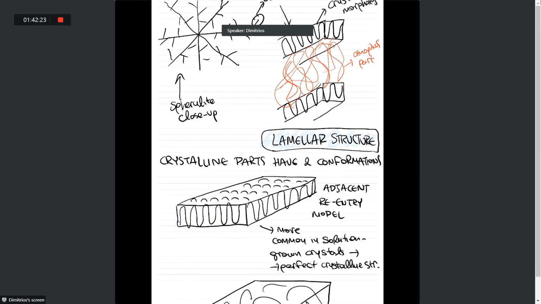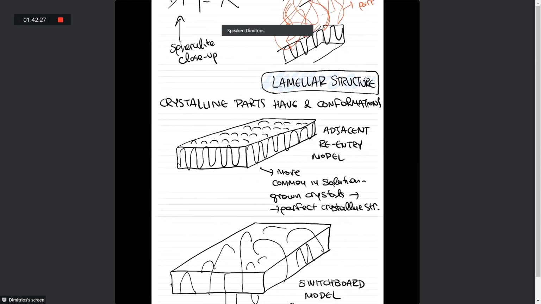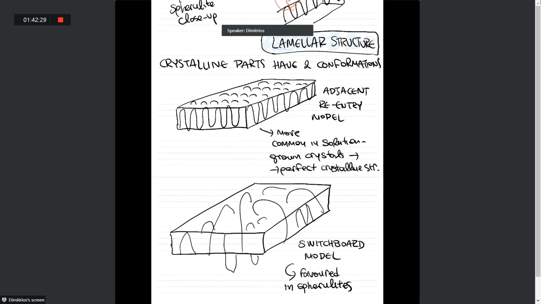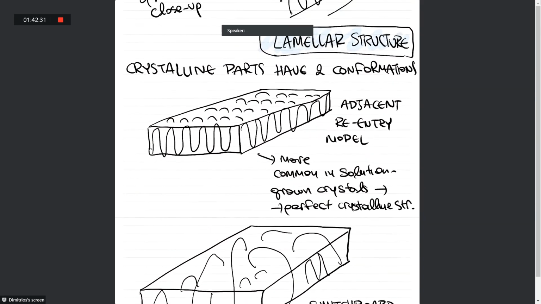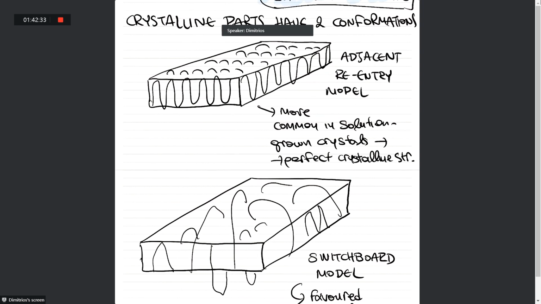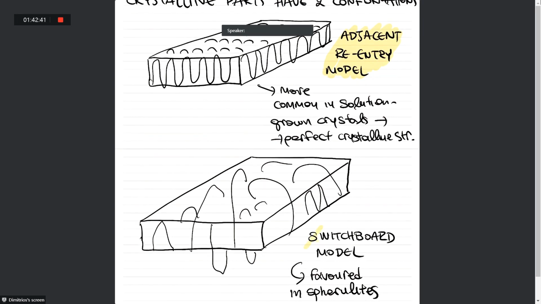And if we zoom onto the crystalline morphologies, then the crystalline parts can have two conformations. This is the adjacent reentry model, or the switchboard model, where the chains go randomly in and out in the crystalline region. Okay.